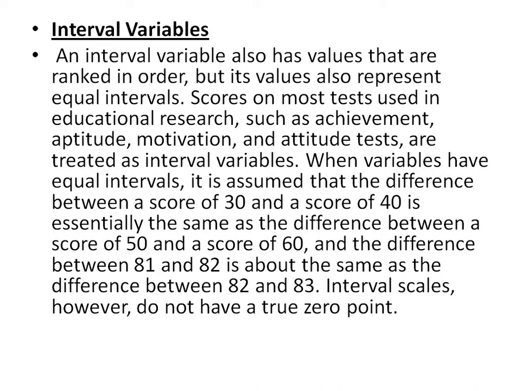When variables have equal intervals, it is assumed that the difference between a score of 30 and a score of 40 is essentially the same as the difference between a score of 50 and a score of 60. And the difference between 81 and 82 is about the same as the difference between 82 and 83. Interval scales, however, do not have a true 0 point.